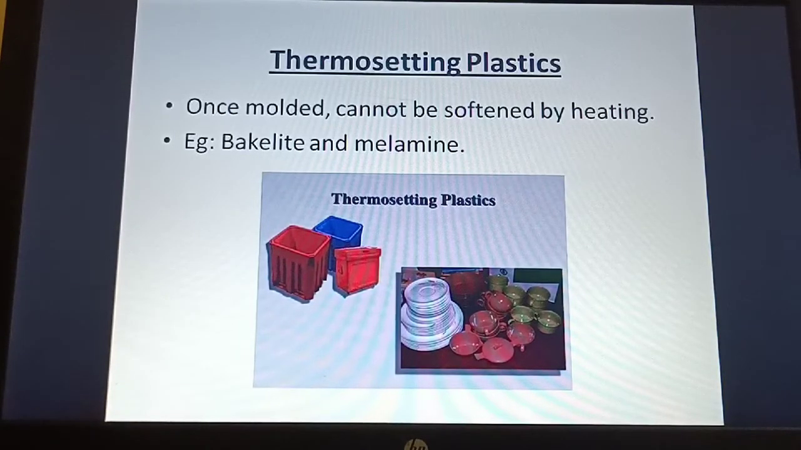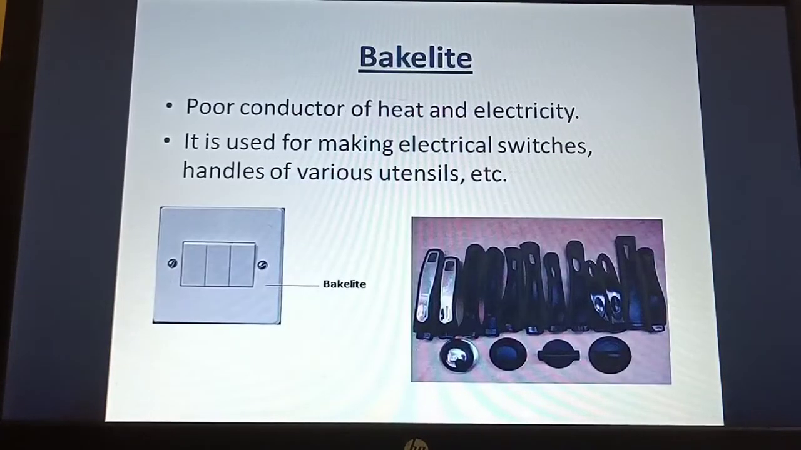And the next one is melamine, that is the dinner set you get, isn't it? So that is the melamine. They are examples of thermosetting plastics. Even your charger is of bakelite. If you see here, bakelite is a poor conductor of heat and electricity, okay? The electricity cannot easily pass through this.